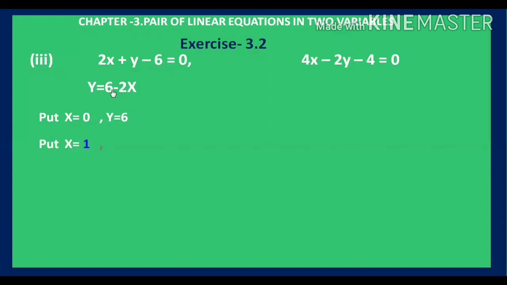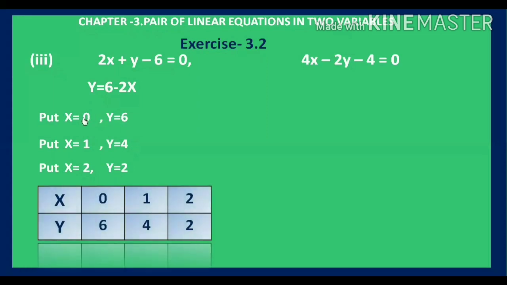Let's put x equals to 1. So y equals to 6 minus 2, which is 4. Let's put x equals to 2, 2 times 2 is 4, 6 minus 4 is 2. So these are the points (0, 6), (1, 4) and (2, 2). We put them in the table. These are the solutions for the first equation.